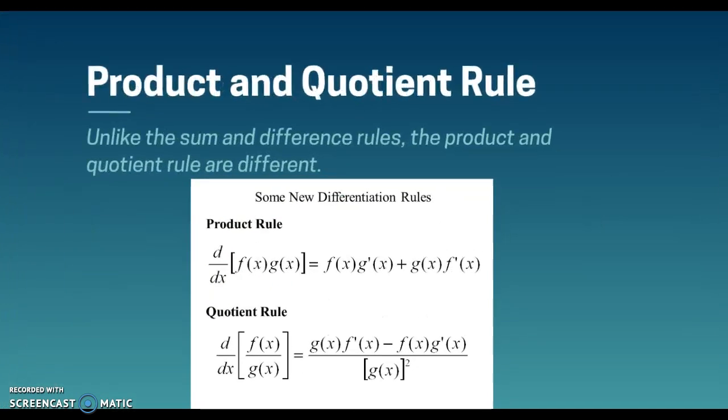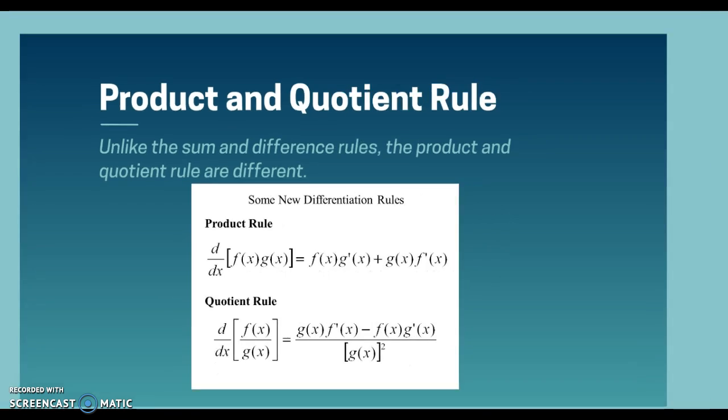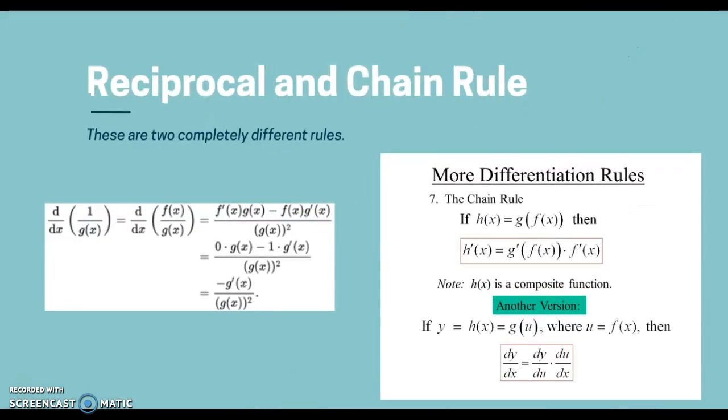The next rule I did was our product and quotient rule. These two are interchangeable at times. Most people would prefer to do the product rule rather than the quotient rule. And I've given both of the rules stated here in a picture. And then next is our reciprocal and chain rule.